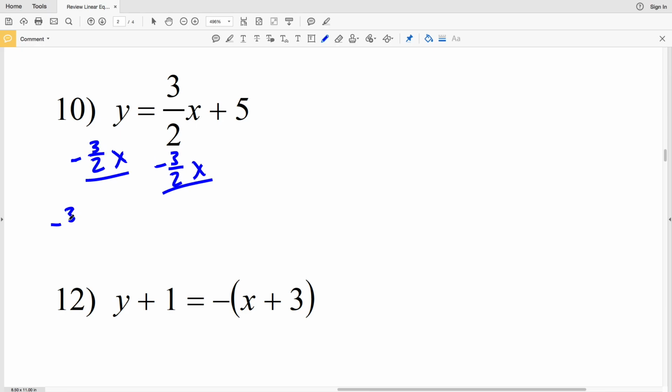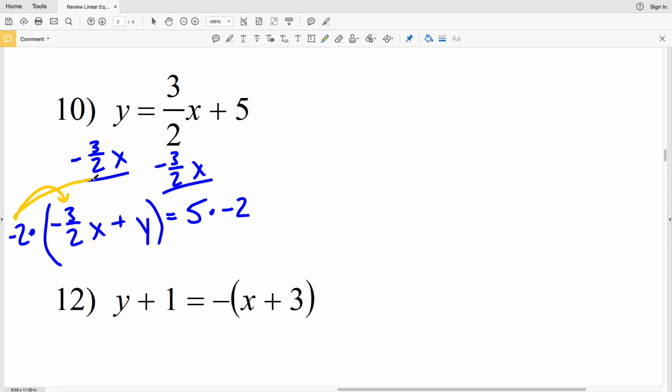So I'll have negative 3/2 x plus y equals 5. Now currently I have an a that is not an integer and it's also negative. So I'm going to make it positive and an integer in one step by multiplying by a -2. So I'm going to distribute the -2 to the negative 3/2 x and to the positive y.